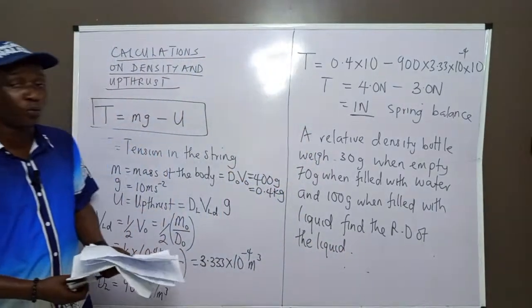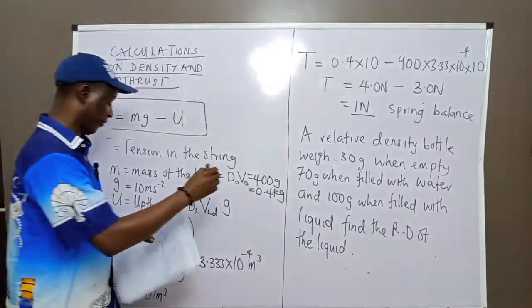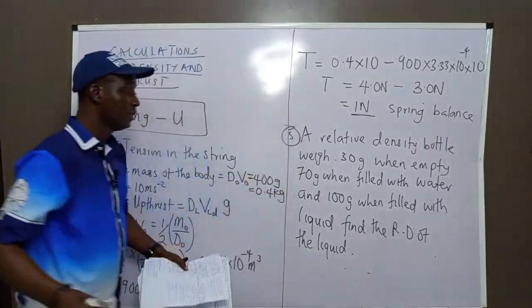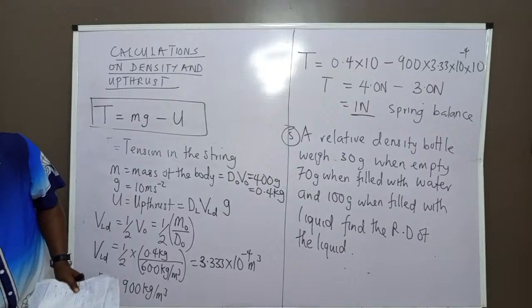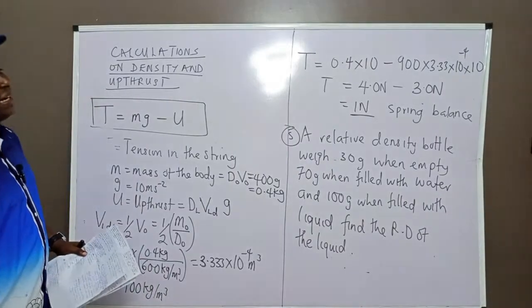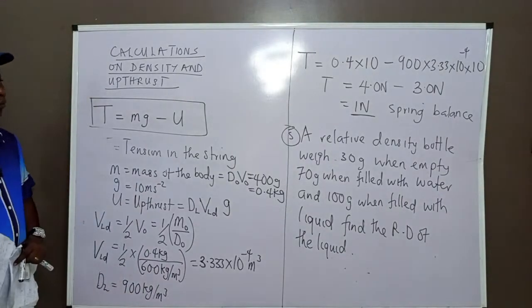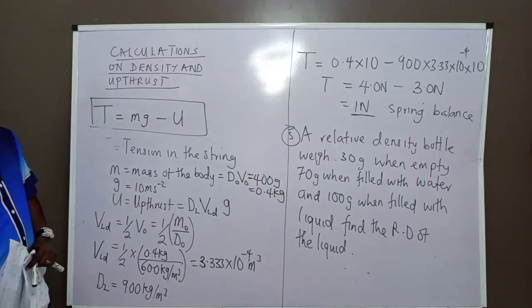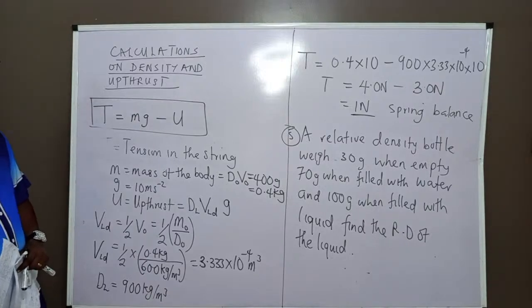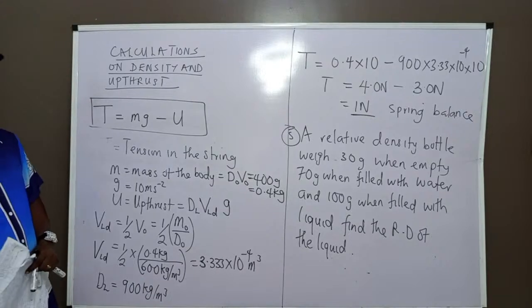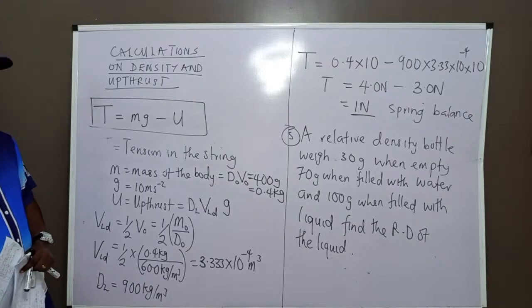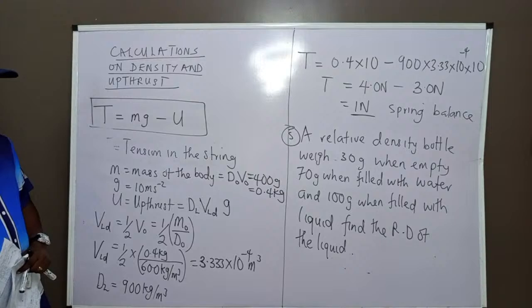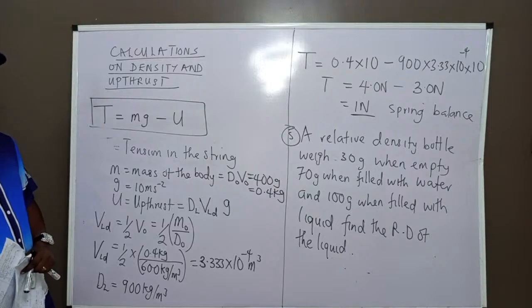Now this is a question we need to solve. This is question 5. Now, this one, they gave us a relative density bottle that weighs 30 grams when empty, 70 grams when filled with water, and 100 grams when filled with liquid. Find the relative density of the liquid.